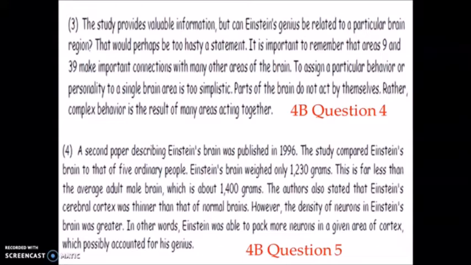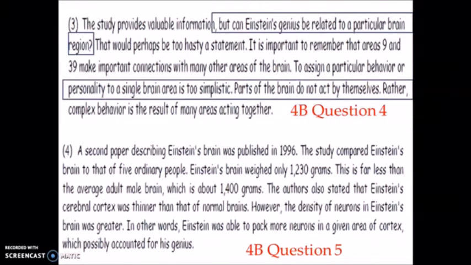In question number 4, you will see that according to the writer, what does the writer think? Einstein's genius cannot be explained by studying one specific region, okay, one particular brain region. The parts of the brain do not act on their own. Instead, complex behavior is the result of many areas acting together. So that is what he believes, and the question number 4's answer is B.